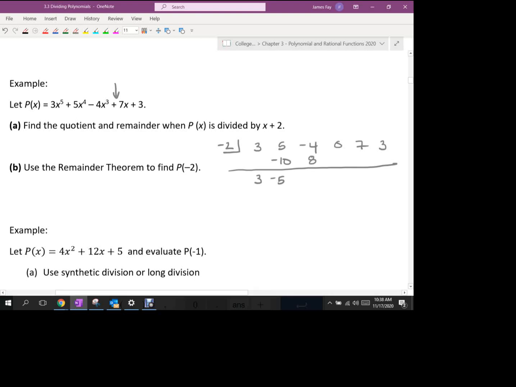Oh, can't add, multiply. What am I doing? Come on, guys. Help me out here. Bring my 3 down, multiply. That gives me -6, right? I was multiplying. For some reason, I was taking the 2 and multiplying by the 5. I don't know what I was doing. So -2 times 3 is -6. Add that straight down, -1.